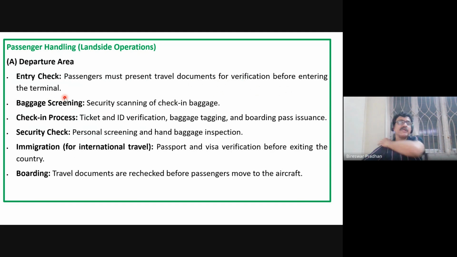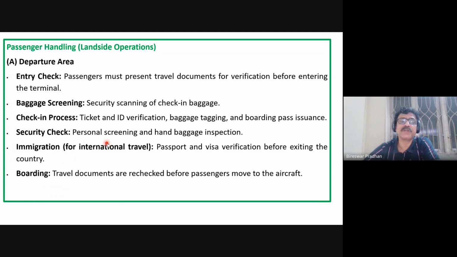So when we are checking, it is the security control. Now baggage screening: after that, you go through security scanning, checking the baggage. It is also essential. Check-in process: ticket and ID verification, identity card verification, baggage tagging, tagging your bag, and boarding pass issuance. When you board any aircraft, you need the boarding pass also.